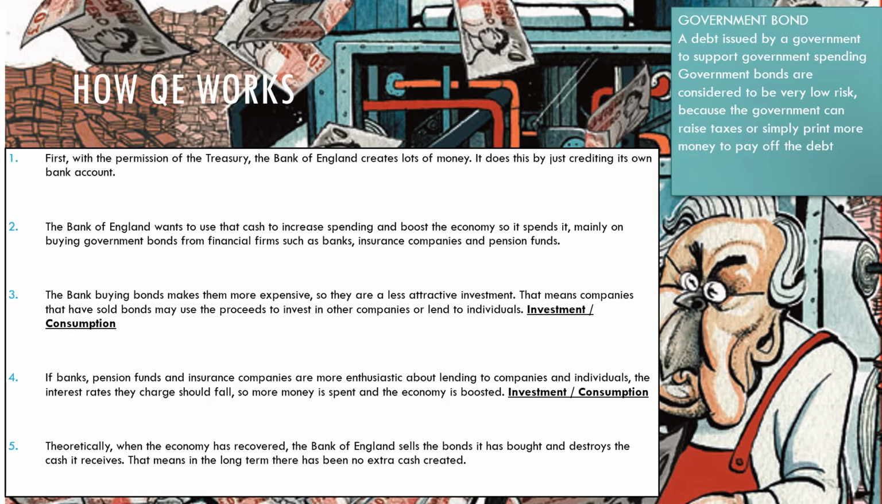The Bank of England create money, use this money to buy government bonds off banks. The banks then lend the money they've received to people, which boosts consumption and investment. And then once the economy has recovered, the Bank of England would sell back the government bonds to the banks, take the cash off them, and then cancel it.